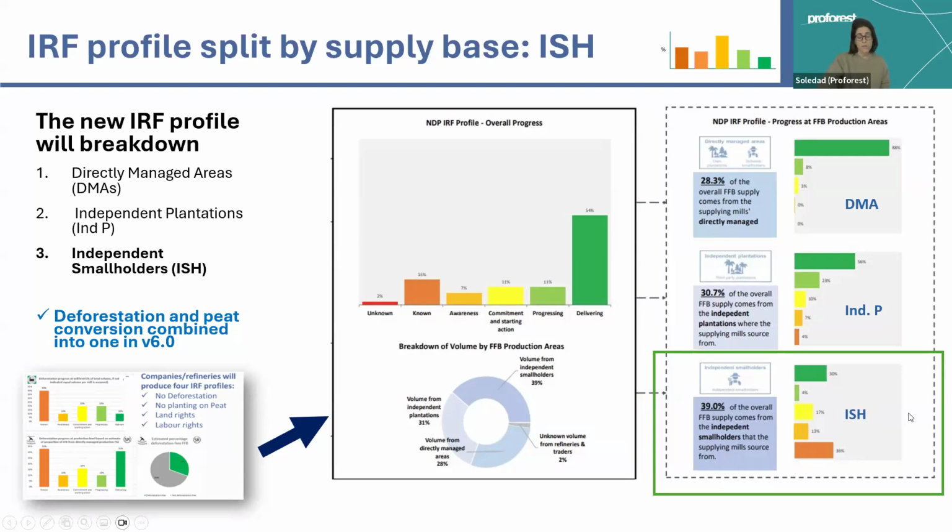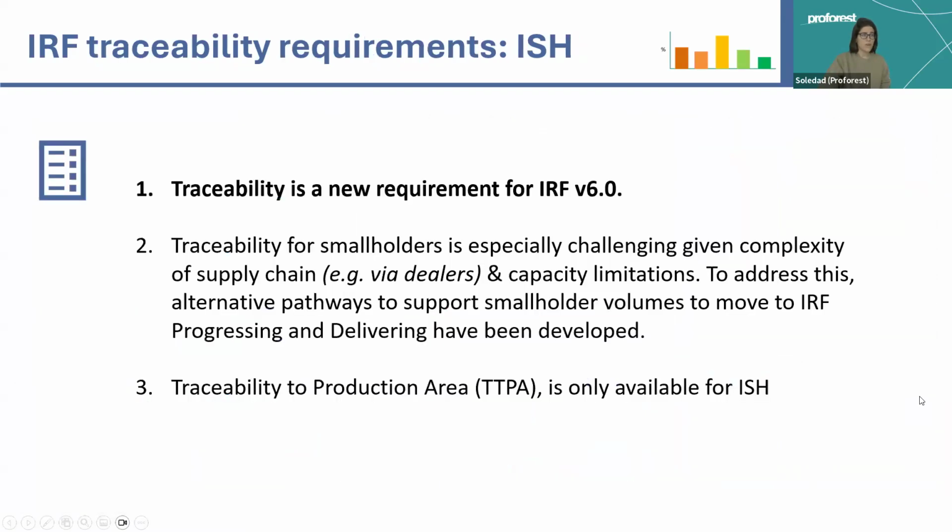And the reason that we are going to talk about them is that another new criteria of the version 6.0 of the IRF is traceability. We understand that traceability for smallholders is challenging, given complexities and also capacity limitations on the supply chain. And because of this, the IRF version 6.0 tries to address these challenges by allowing alternative pathways into traceability to support smallholder volumes to move into the upper categories, meaning progressing and delivering.